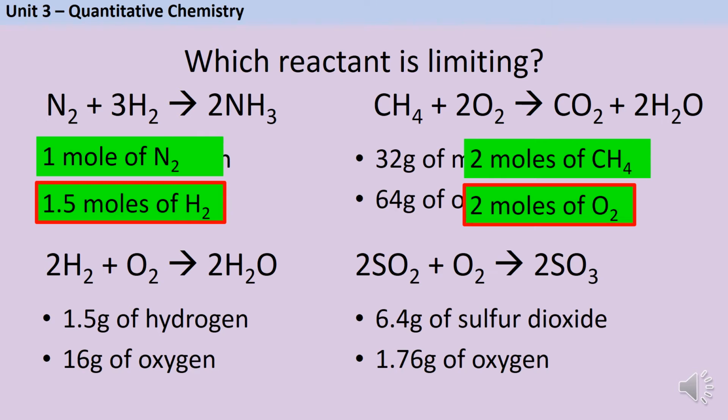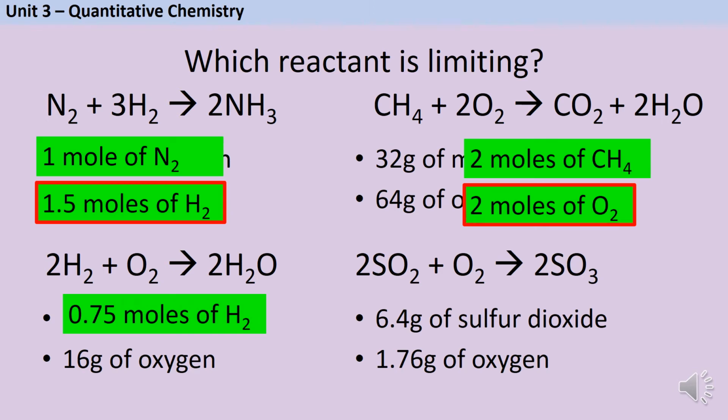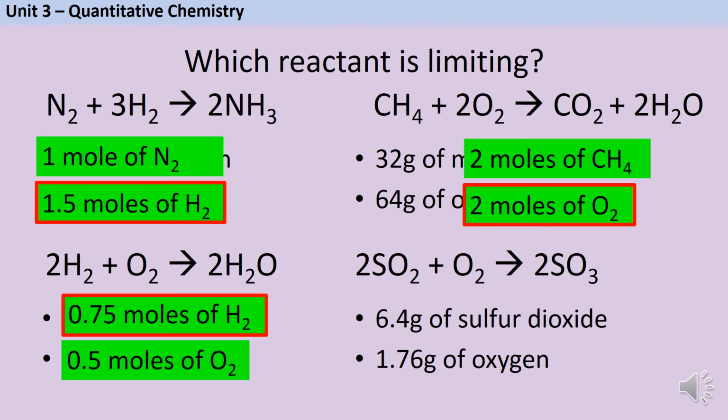So in our third question, we've got hydrogen has got an MR of 2, so 1.5 divided by 2 is 0.75 moles, and then oxygen has an MR of 32, so 16 divided by 32 is 0.5 moles. We need twice as much hydrogen as oxygen based on the symbol equation. So even though there is more hydrogen, there isn't twice as much more. So it's the hydrogen that is limiting.